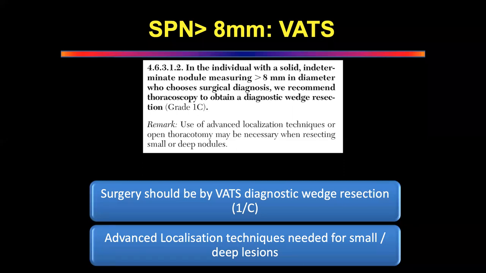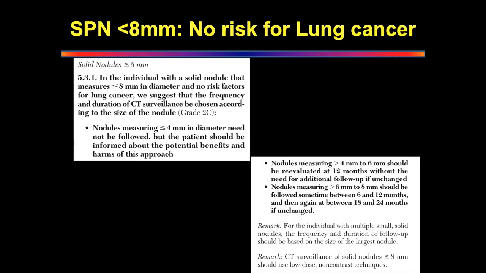If you have to do it endobronchially, how do you inject the dye? What technique do you use? What is it called? Come on, what is the tool that is used endobronchially to inject the dye? Electromagnetic navigational bronchoscope, EMN. For a small nodule in the periphery, you will never reach it or know where it is without an EMN. Okay? All right.